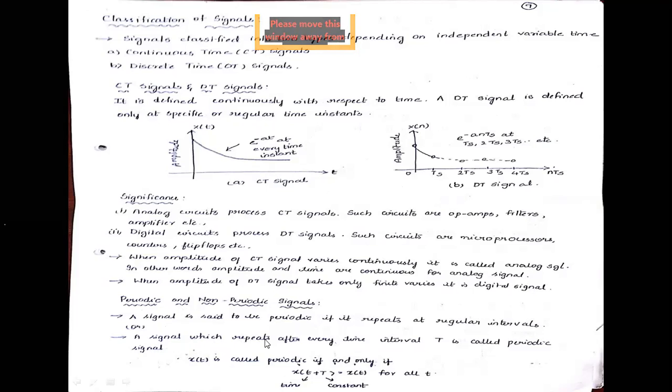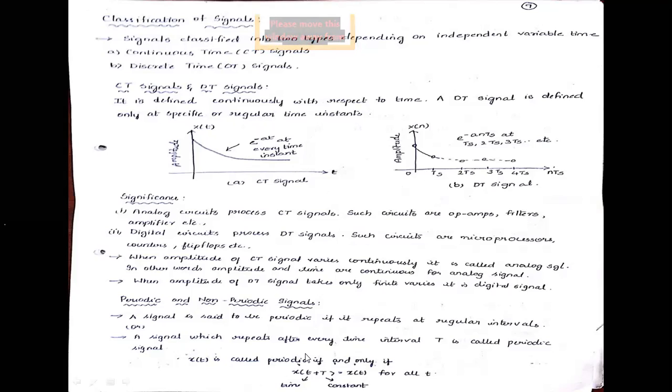A signal which repeats after every time interval of capital T, and here I assume T is 90 degrees. For every 90 degrees, it repeats the same signal. If suppose 0 to 90 degrees is 1 and 90 to 180 degrees is -1, it is not periodic, because the amplitude changes from plus to minus. For every time interval of capital T, it is called a periodic signal.